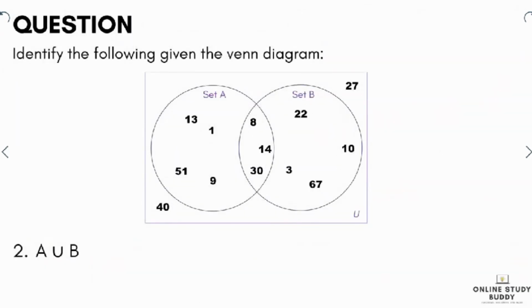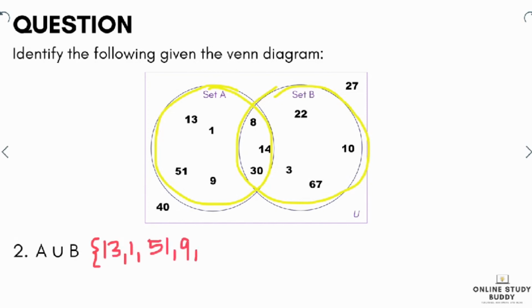Next, let us find A union B. So yung union, tignan lang natin lahat ng elements na nasa loob ng set A and set B. So we have a set that contains 13, 1, 51, 9, 8, 14, 30, 22, 10, 3, and 67.